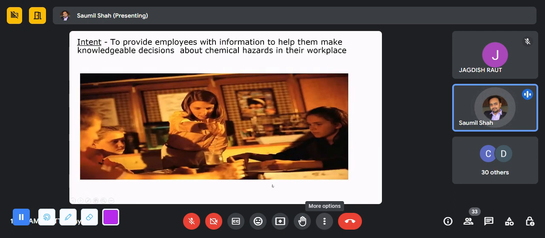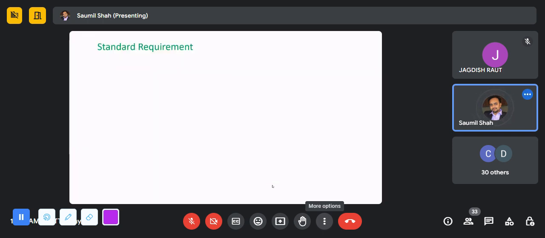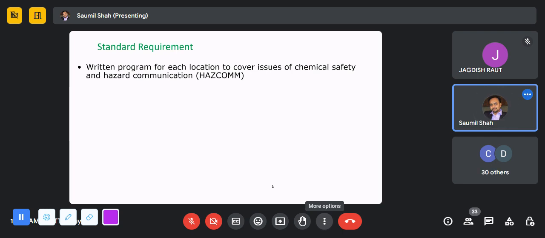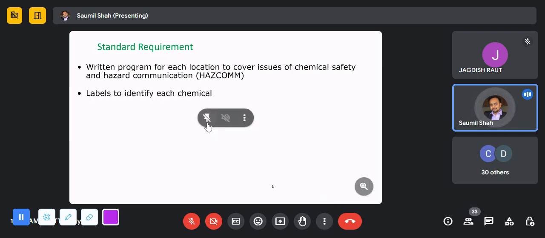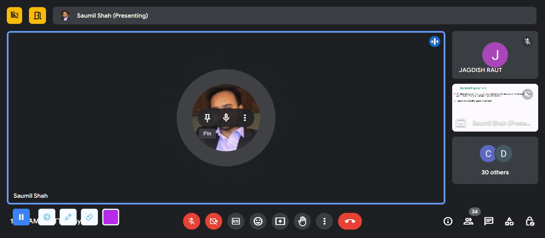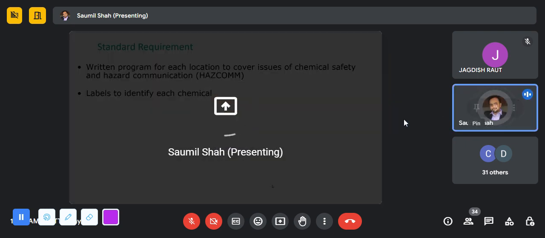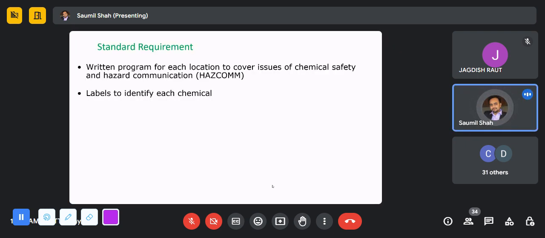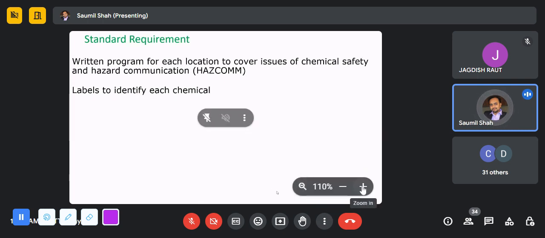So to provide employees with information to help them make knowledgeable decisions about chemical hazards in their workplace, it is very crucial, as I said, in terms of information regarding the hazardous chemical being stored. So what is the standard requirement? A written program for each location to cover issues of chemical safety and hazard communication. Wherever you are storing any chemicals which are hazardous in nature, there is a written program or written instruction displayed at the location about the chemicals which you are handling.